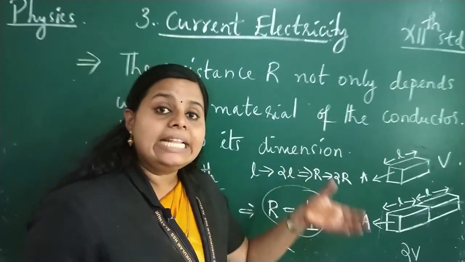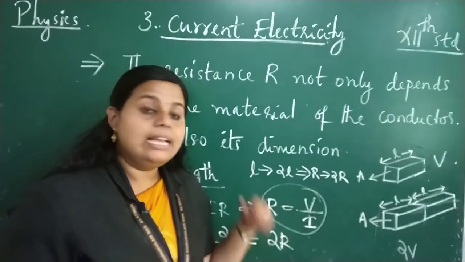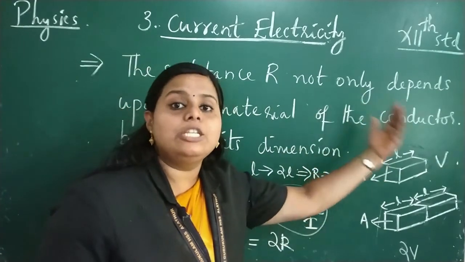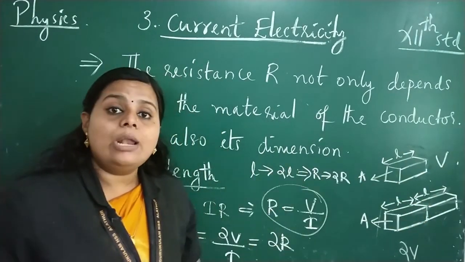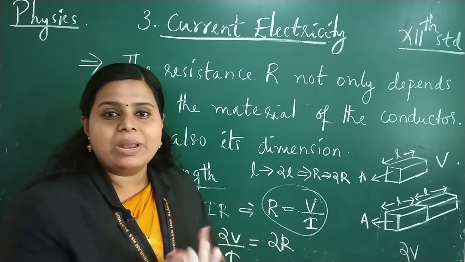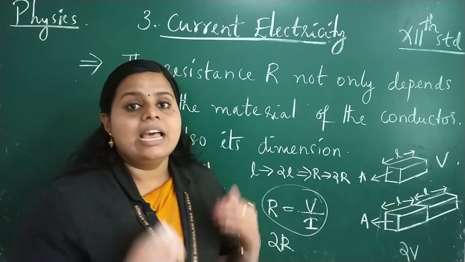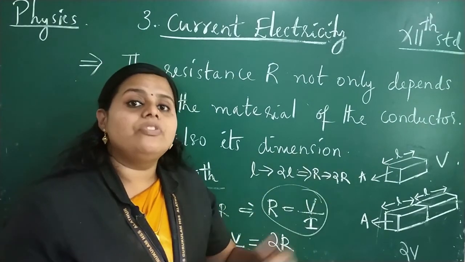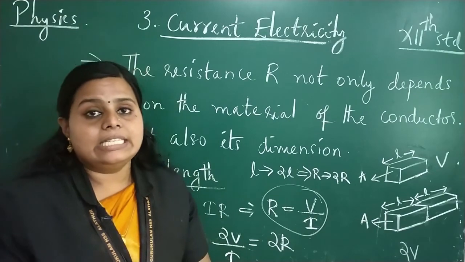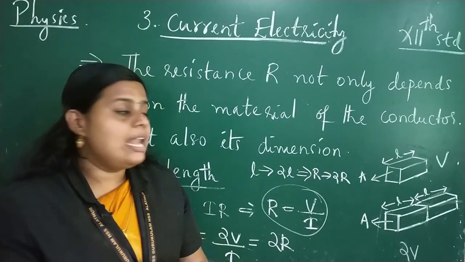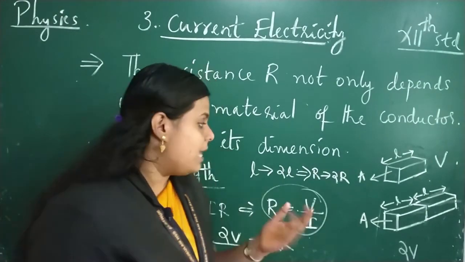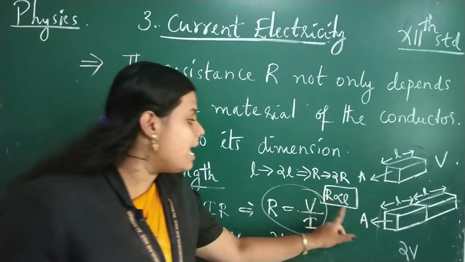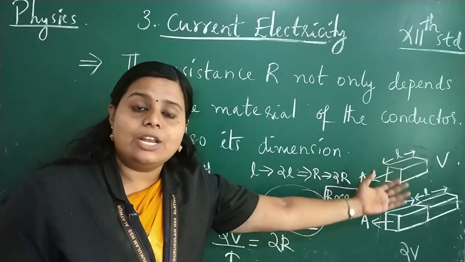So how does resistance depend on length? If the length is doubled, the resistance doubles. If the length is tripled, the resistance also triples. If the length is halved, the resistance is halved. So what is the dependence of resistance on length? Yes, resistance of the material of the conductor is directly proportional to the length of the material of conductor. So that is the idea. R is directly proportional to L. Resistance is directly proportional to the length of the material of the conductor.